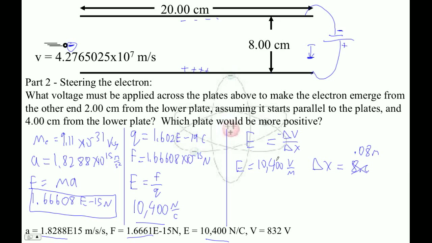And so now we're all set. The voltage is just going to be this times this, right? So this guy times that guy will give us this guy. So that times 0.08 is 832 volts. Yay.